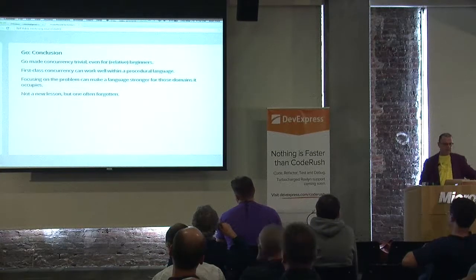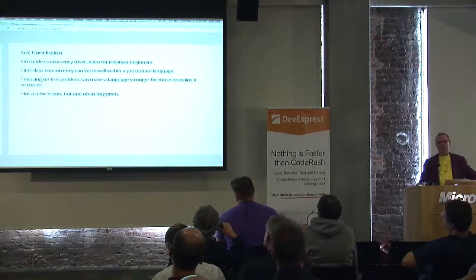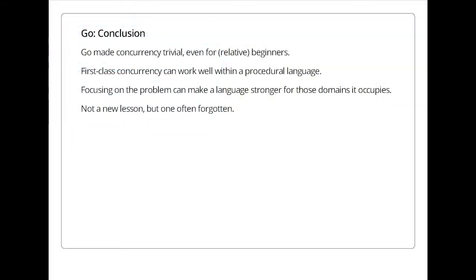So in conclusion, Go made concurrency easy, just the way Sawzall made concurrency easy, even for people who were relatively beginners, not as low level as Sawzall programmers, but pretty easy for people who'd never dealt with concurrency before. And first-class concurrency can, in fact, work very well within a procedural language, even though the concurrency programming experts would like not to think that sometimes, I believe.